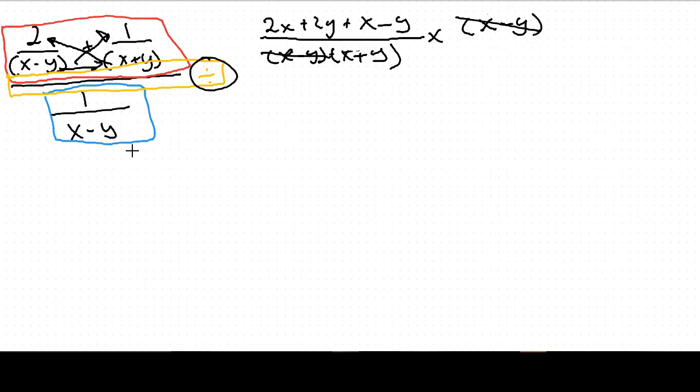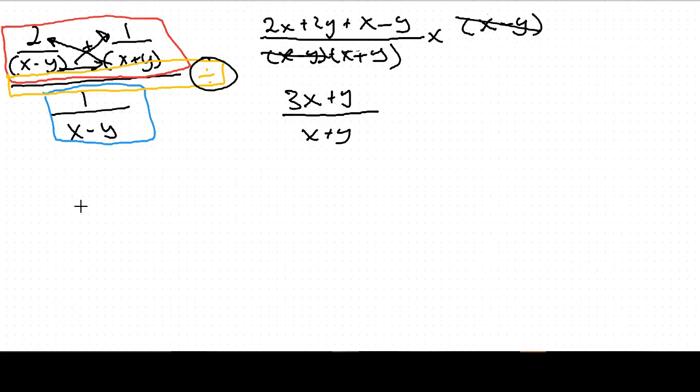And then, I guess, the 1 could go in front of the x plus y, but you don't really need that. Why don't you combine like terms on the top there? That fraction, 2x plus... that'd be 3x plus y, over x plus y. And you're done.